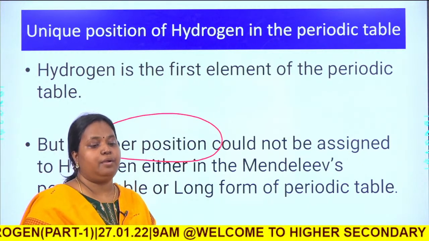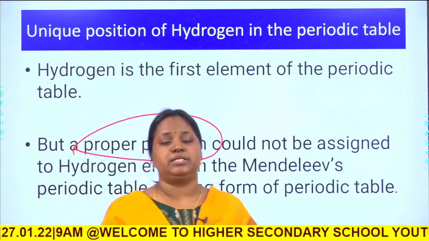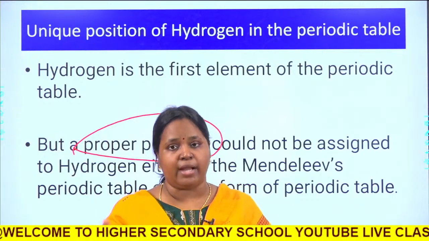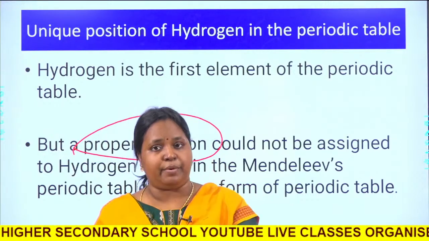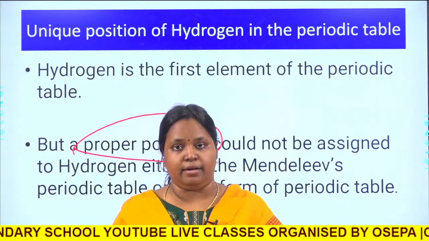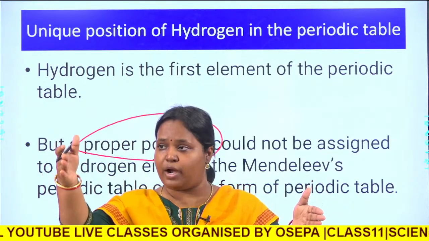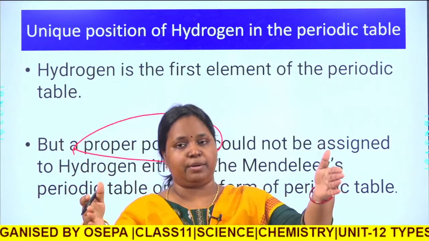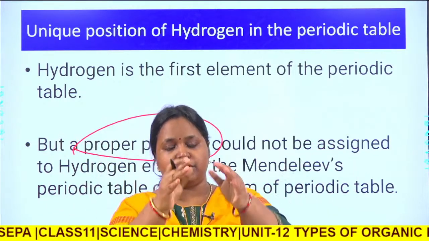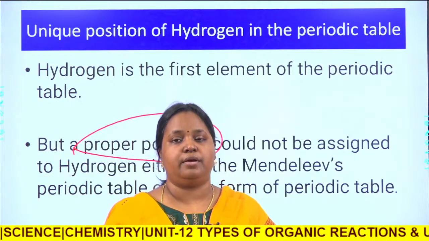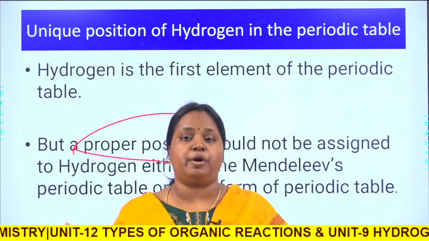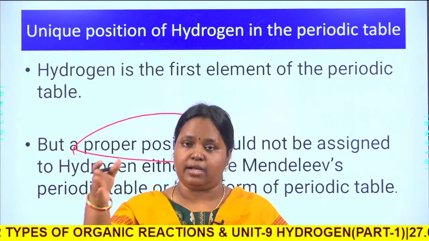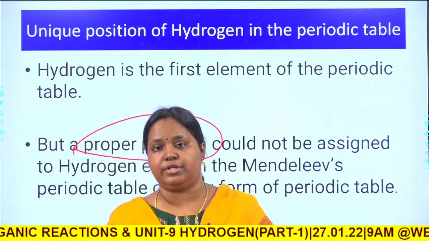Because it has some properties which are similar to group 1, whereas it has some properties which are similar to group 17. Group 1 is at the start of the periodic table and group 17 is almost at the end. Plus, it has its own properties which differ from alkali metals as well as halogens.